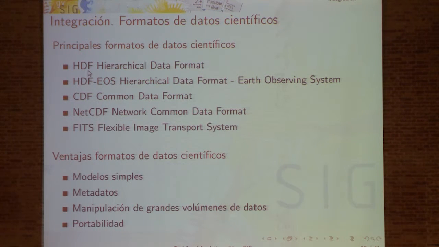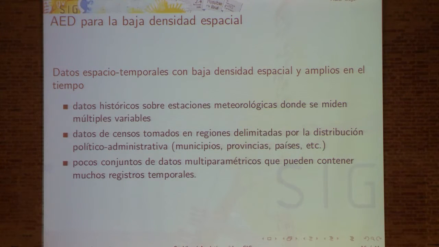Another integration example are the main formats of scientific data, like hierarchical data format, Earth Observing System, which is largely used, common data format. They allow simple models, good use of metadata, good handling of large quantities of data, and we think that the scientific formats can be very useful and can be integrated in the geographical information systems.